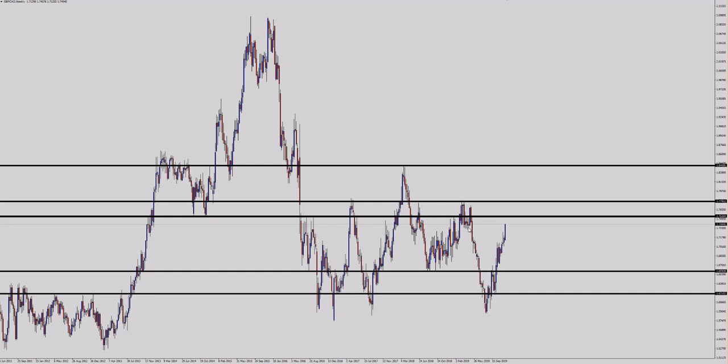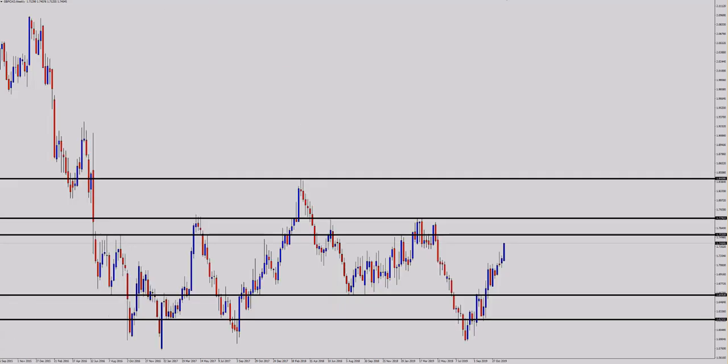You can see you got a small little daily and 4-hour that occurs right here, which is an area that I like. So I'm watching this area closely. So let's zoom in a little bit, see what I see. We're going to look at the weekly first.